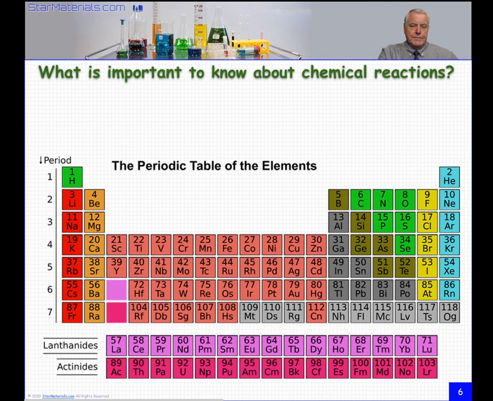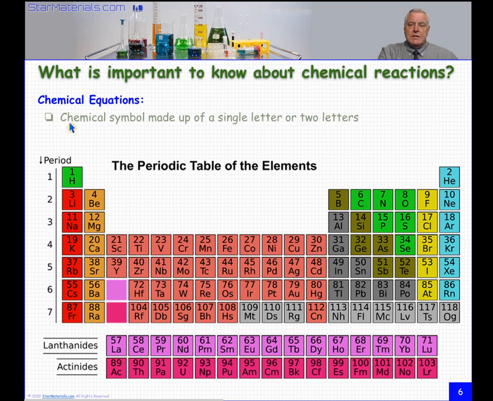Periodic table. Chemical equations. The chemical symbol is made up of a single letter or two letters. These here are two letters. Two letters because after you get to 26, you run out of letters.